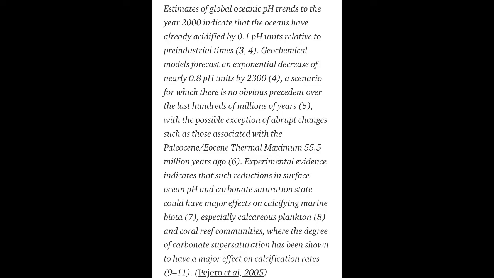Geochemical models forecast an exponential decrease of nearly 0.8 pH units by 2300. So that's quite a long time in the future. We have a little time to address these problems, and I think we should. And of course, the nations of the world are already implementing all kinds of carbon emissions goals and restrictions. It is concerning that they might be trying to do too much too quickly, and that might deleteriously affect human progress on this planet. So something to think about.